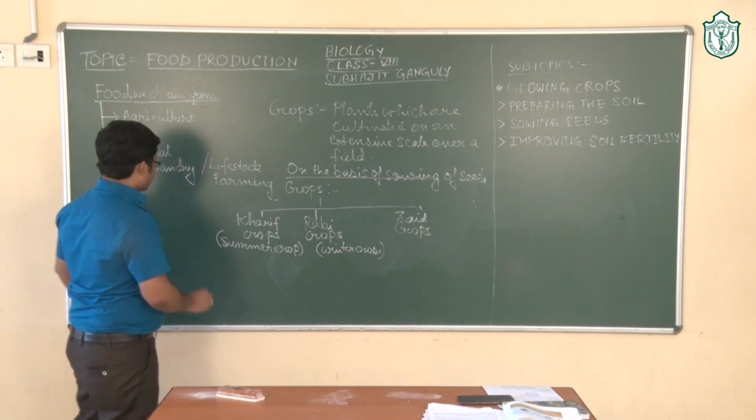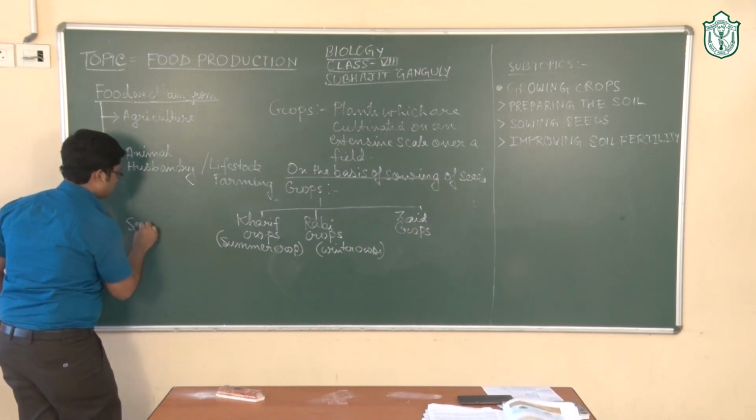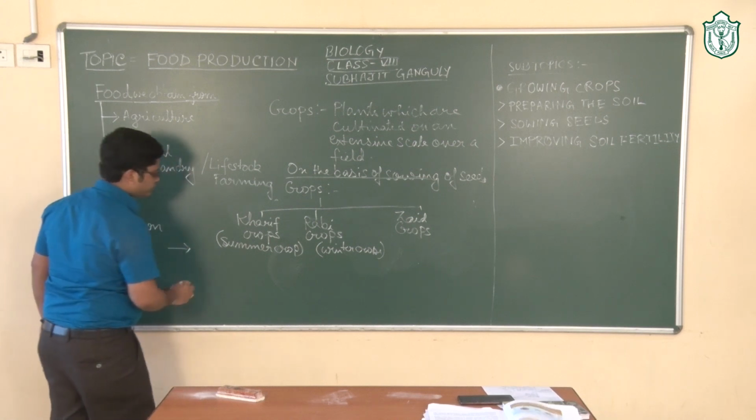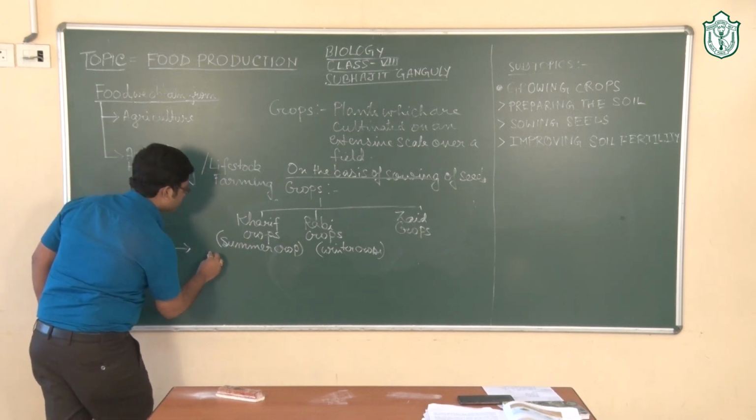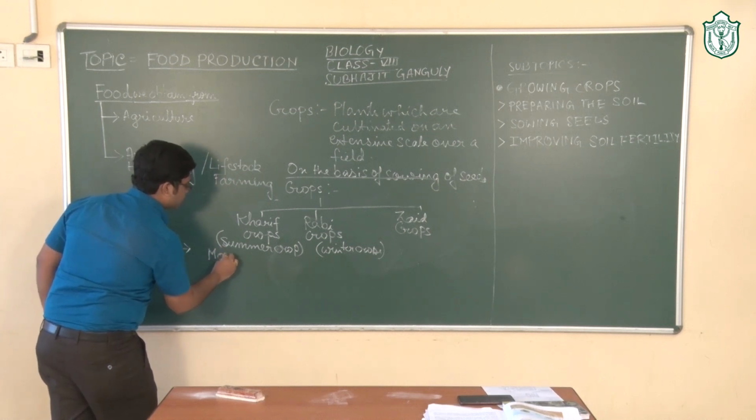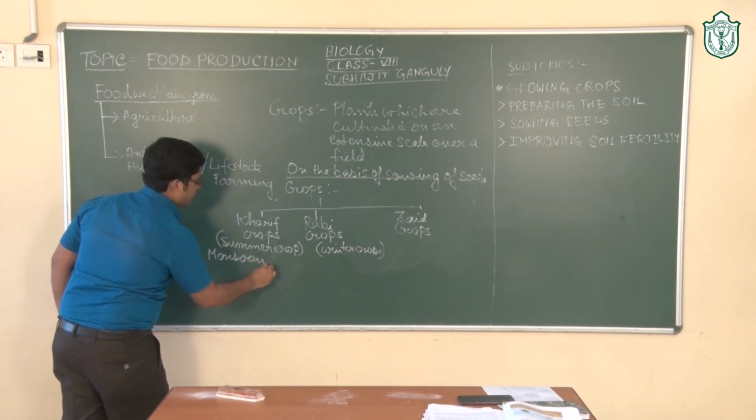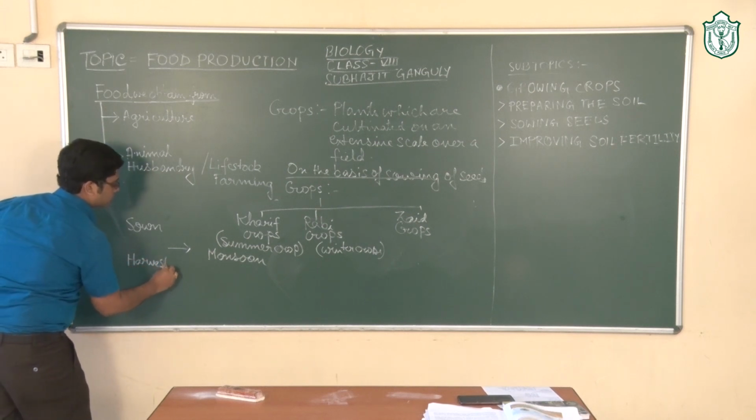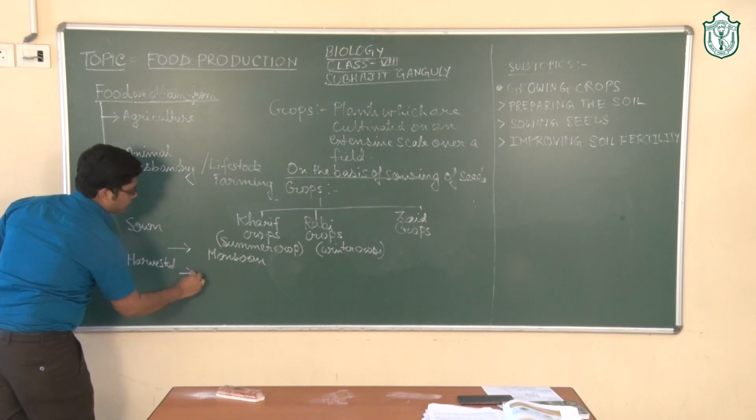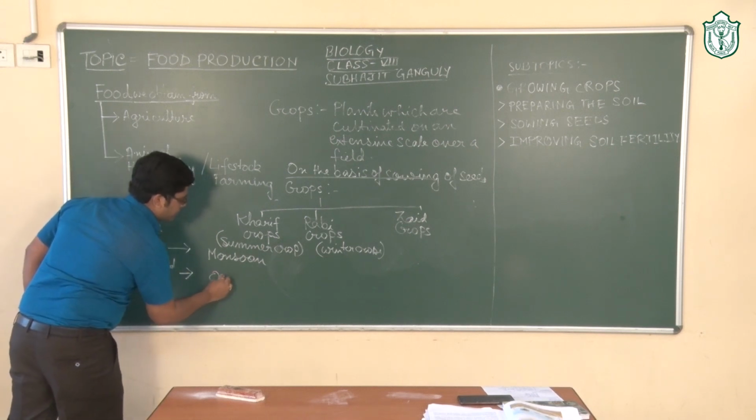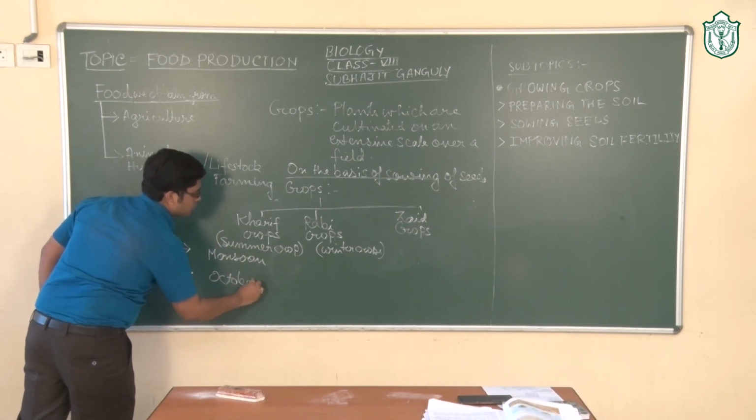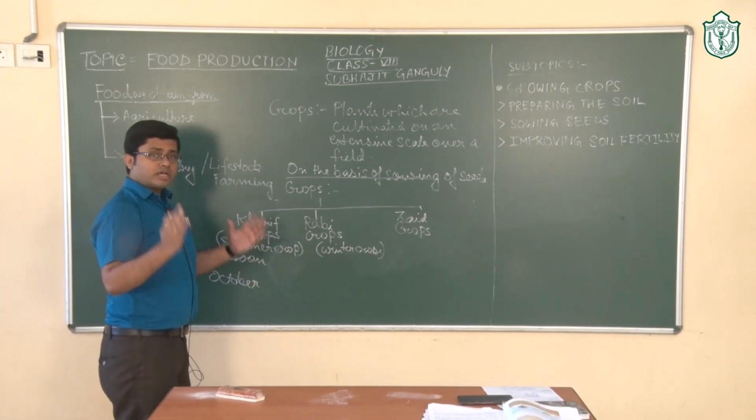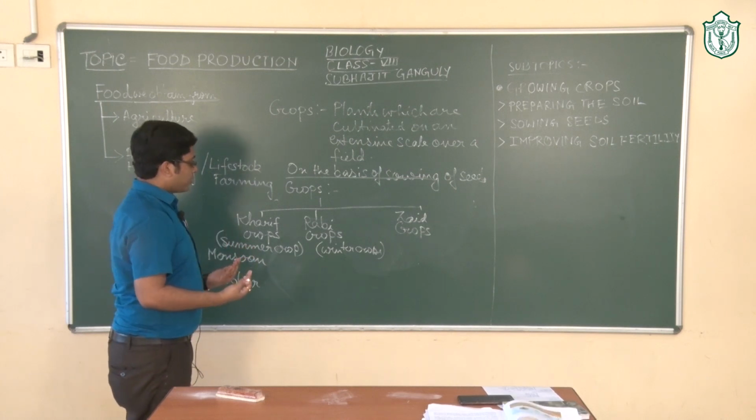Kharif crops are sown during the monsoon, and they are harvested during the month of October. So these crops basically need too much rainfall for their growth.